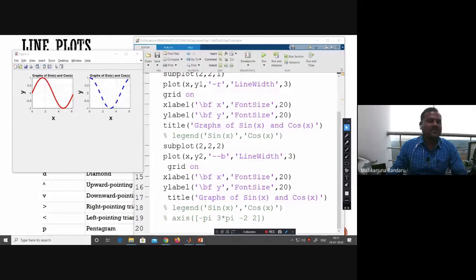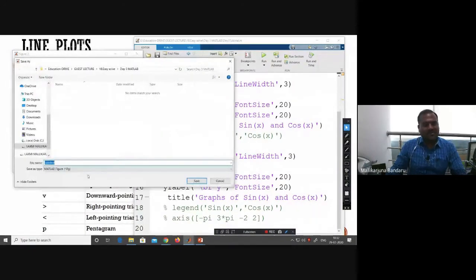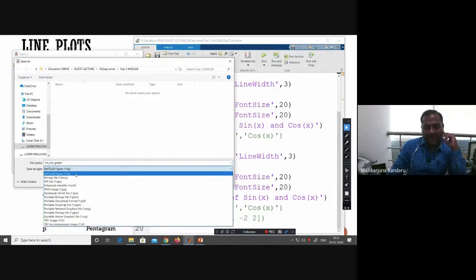So see, if you go to the File menu, there are the options: Save, Save As. Let us see what formats are available for this. Suppose you have a sample graph, or let me take a sine cos graph, and see what formats are available. MATLAB figure. That means you can't open it in a JPG file or any other format once you save the file as a MATLAB figure. This can be opened using the MATLAB software itself.